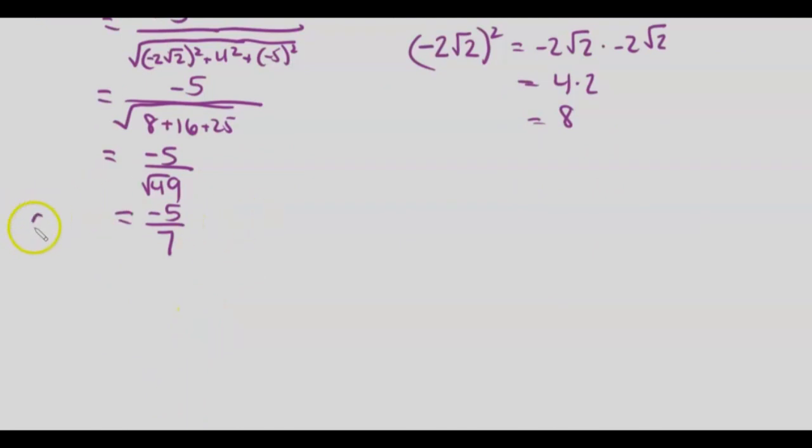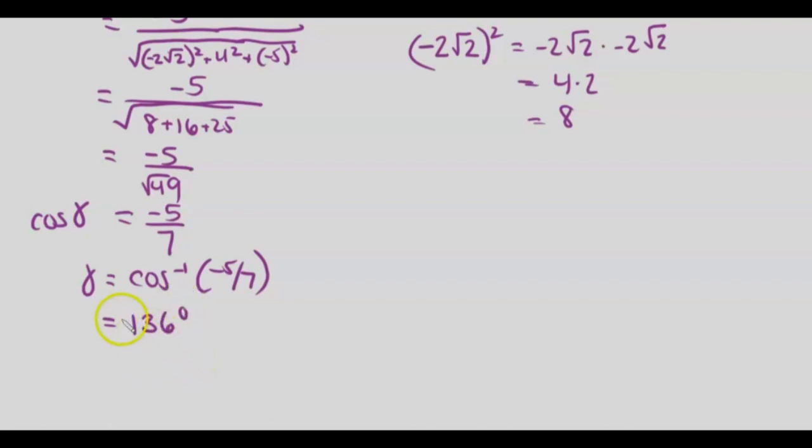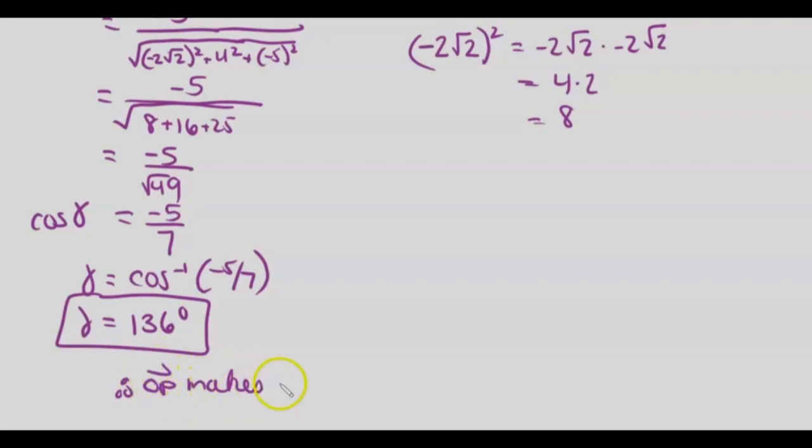If we talk about this being cos gamma, gamma is going to equal the cos inverse of -5 over 7, which is, let's go, 136 degrees. So we can simply say, therefore, OP makes an angle of 136 degrees with the z-axis.